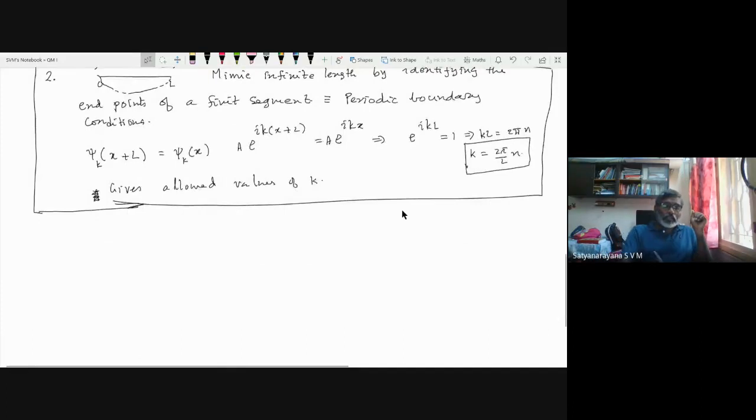So there is another way in which you can normalize this wave function. This is called extended normalization.